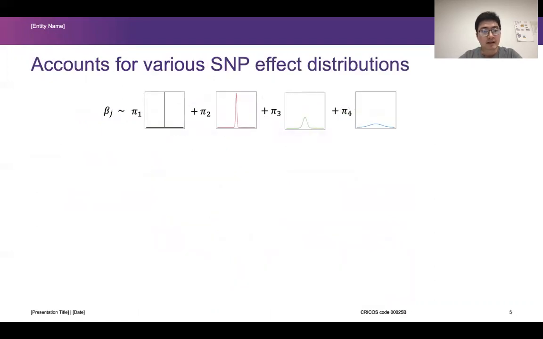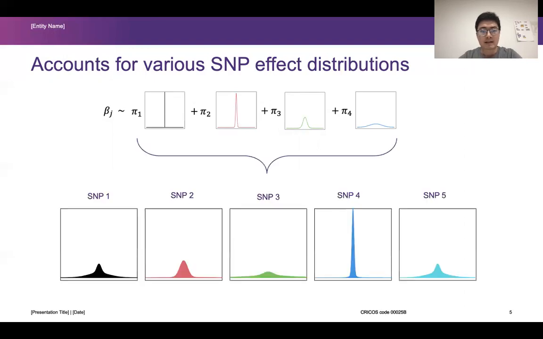So in SBayesR, the SNP effect can be written as the weighted sum of 4 distributions. And the benefit of this prior is that it can nearly well approximate all forms of distribution for the true SNP effect, even those distributions that are not normally distributed. This is why we say SBayesR is flexible in accounting for different genetic architectures.